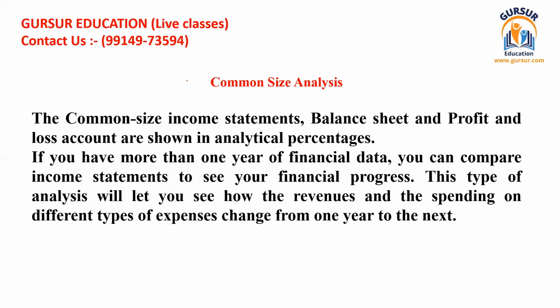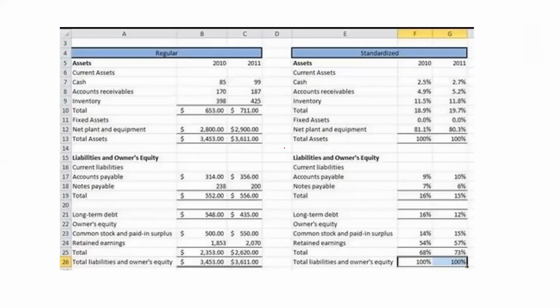The second way is obviously the common size analysis. So what's that? This is the common size income statement, balance sheet and profit and loss account. Obviously, these are shown in analytical percentages. So by just looking at the picture, you'll get the idea of that. Okay, so this is a kind of common size system.